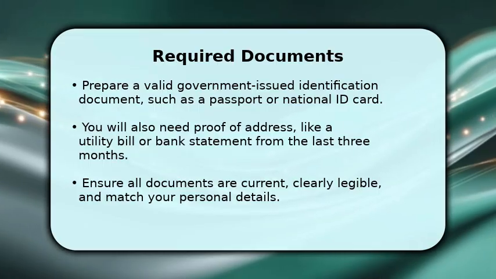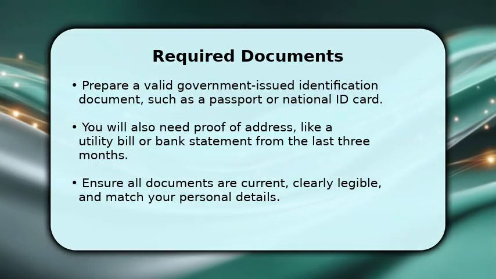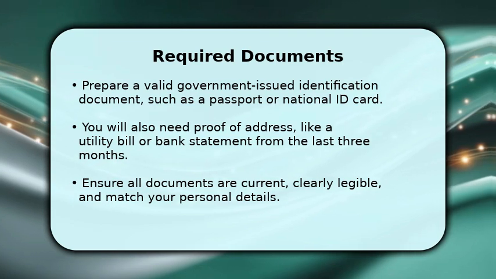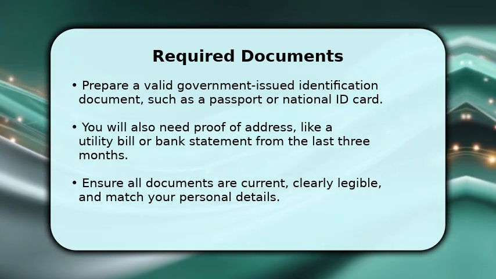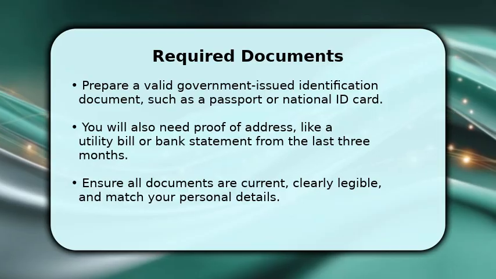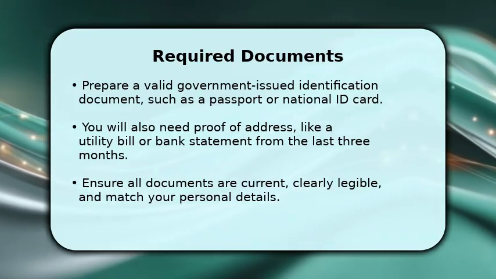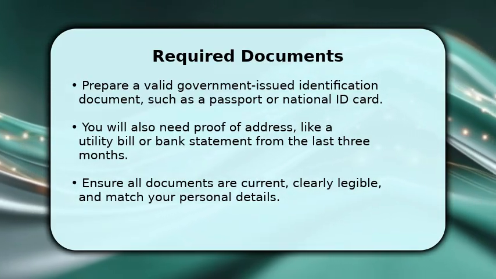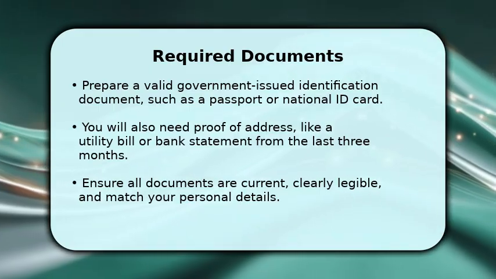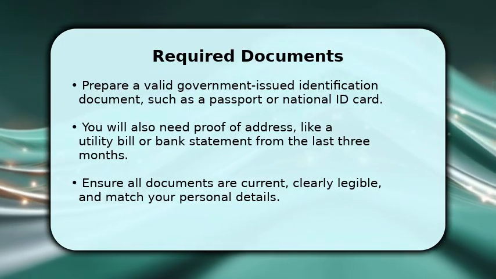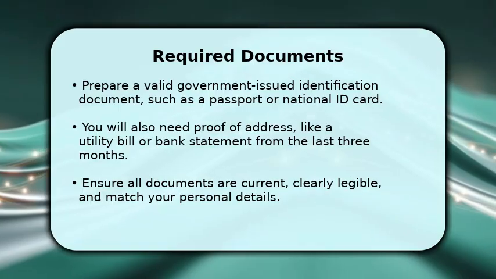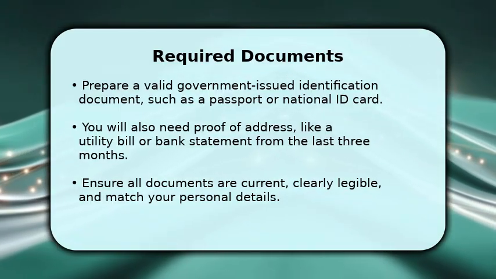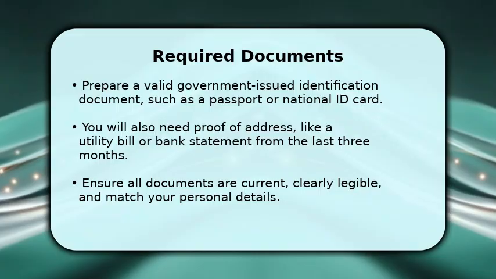To begin, gather your essential documents. You will need one valid government-issued identification, such as a passport, national identification card, or driver's license. Additionally, prepare a recent proof of address, like a utility bill or bank statement issued within the last 3 months. Make sure all details on these documents are clear and match your registration information exactly.